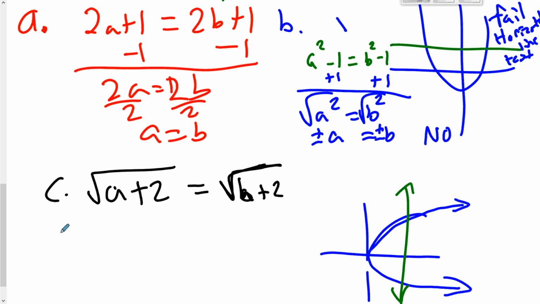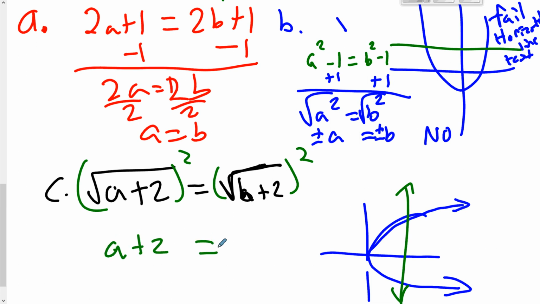Okay, so if we set equal to b, we can go ahead and square both sides. And so we get a plus 2 equals b plus 2. And here, if I add plus and minus out front, that would matter, because when I square a positive, I get positive. When I square a negative, I get positive. So then we can subtract 2, and we do get a is equal to b.